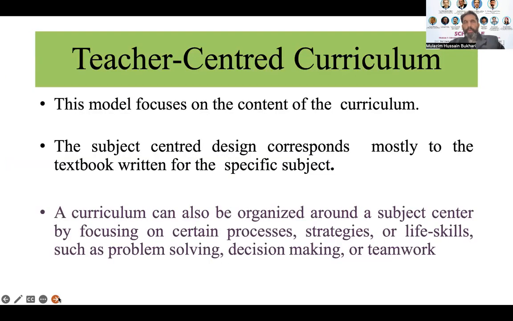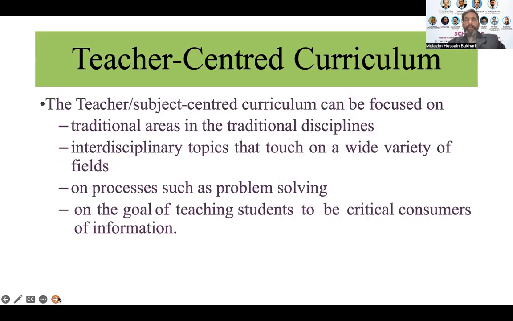The teacher-based model focuses on the content of the curriculum. The subject-centered design corresponds mostly to textbooks for specific subjects, classroom lectures, and practicals, all revolving around the teachers. The curriculum can also be organized around subject-based processes, strategies, and life skills such as problem solving, decision making, and teamwork.